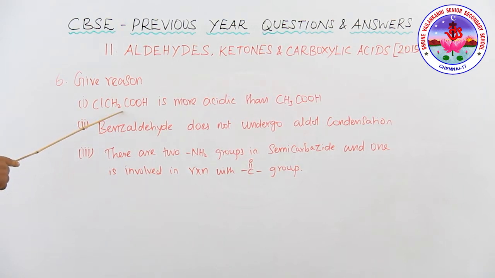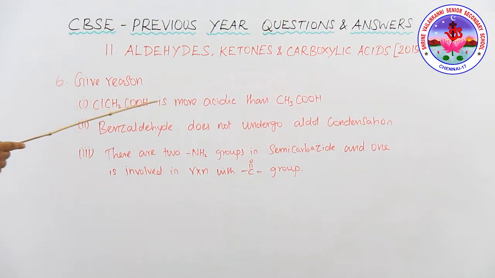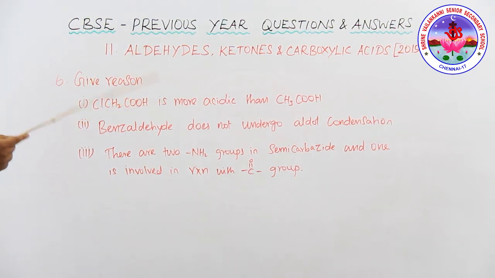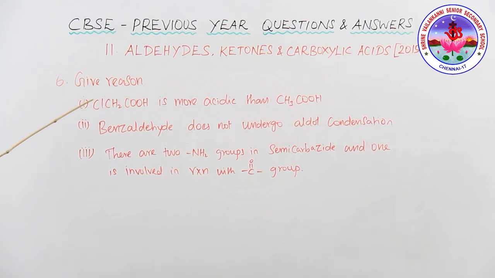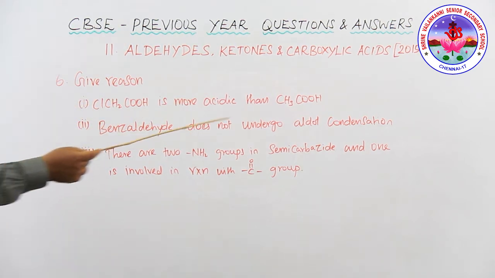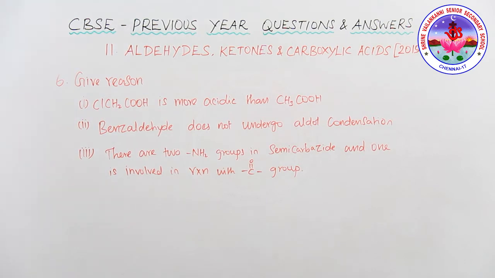CH2Cl-COO minus is more stable than the acetate ion, that is CH3COO minus, because here the chlorine is electron withdrawing, whereas the methyl group is electron releasing. Here the chlorine is the electron withdrawing group, and in this case the methyl group is an electron releasing group. That is the reason it is more acidic.